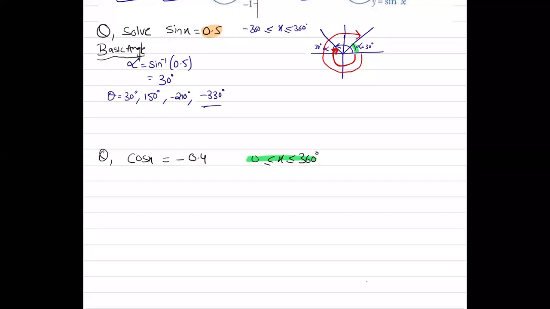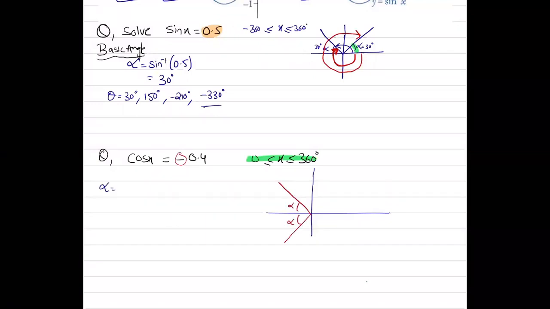So we have to find the negative ones also, right? No, because the domain does not include negative angles, just the positive angles. So where is cos x negative? It would be in the second and third quadrants. So that's going to be our basic angle.